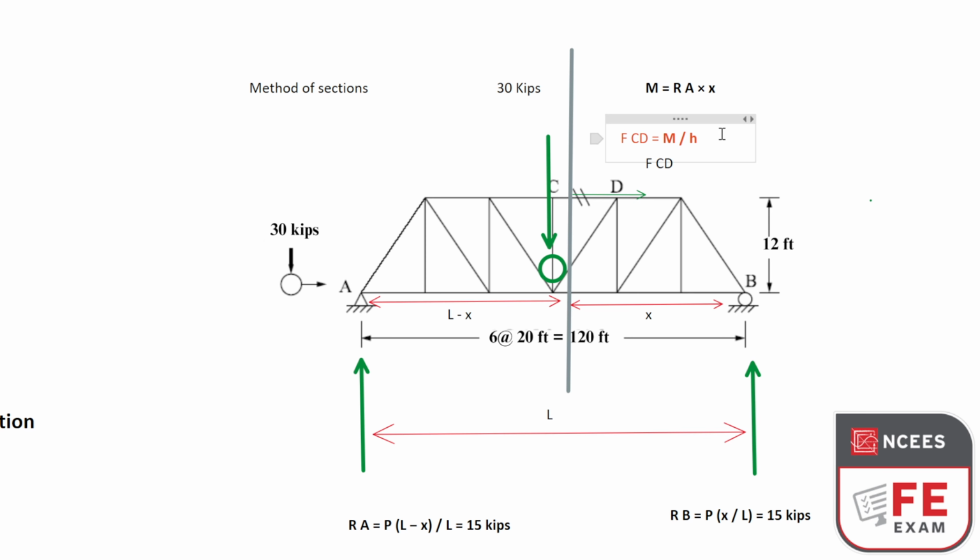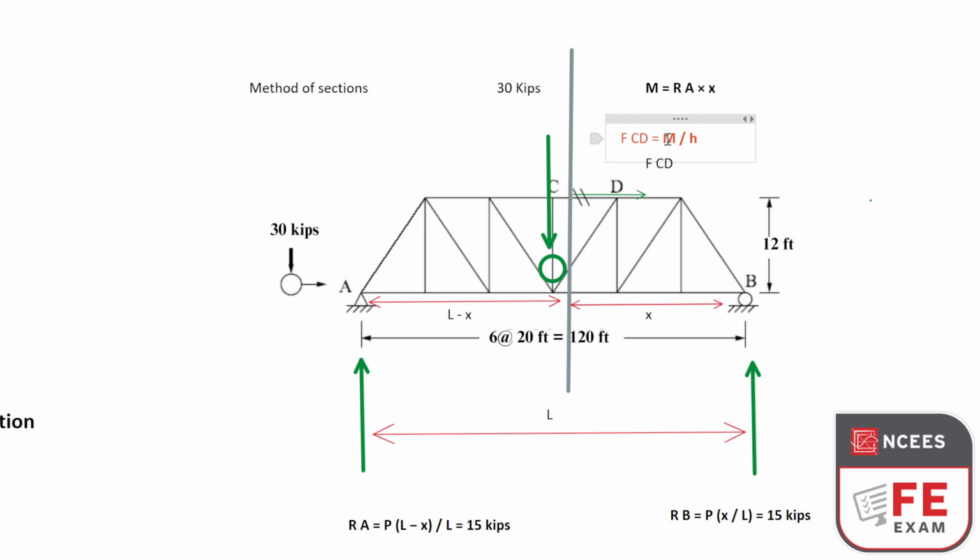Now I'm using the words method of sections here because there are no more than 3 unknowns when I make a cut in this truss. Below CD we have two other members, so together there are no more than 3 unknown forces in this truss. Our main focus is CD, so don't even bother about the other joint. As far as CD goes, FCD can be calculated by bending moment divided by height of the truss.